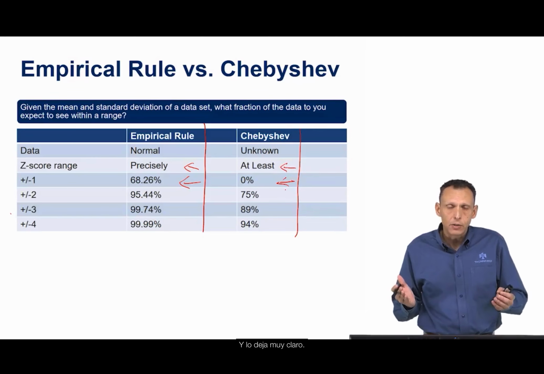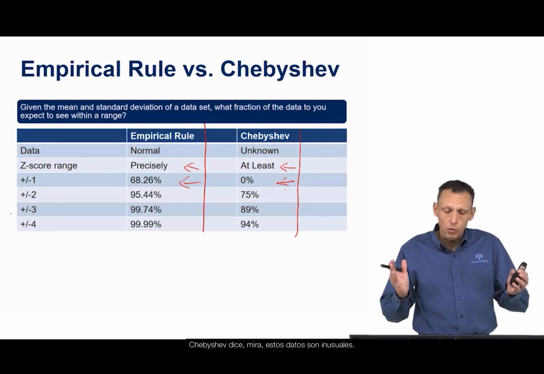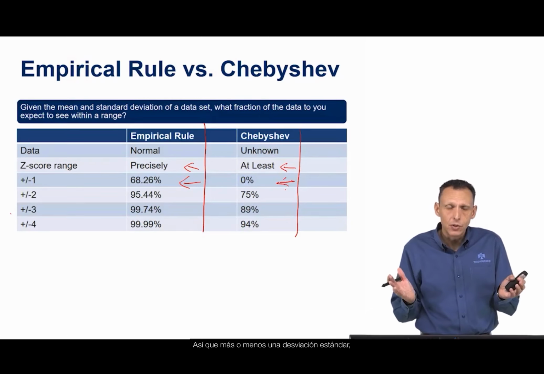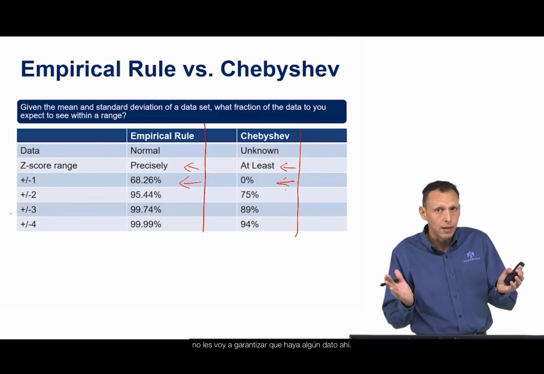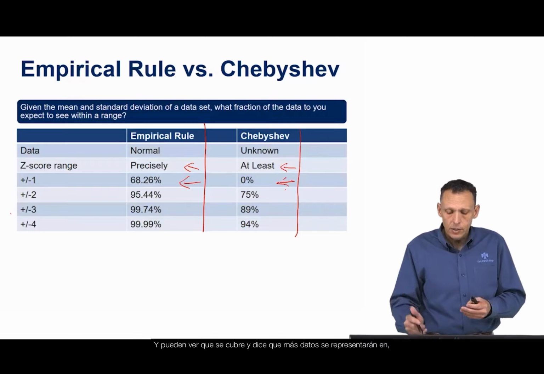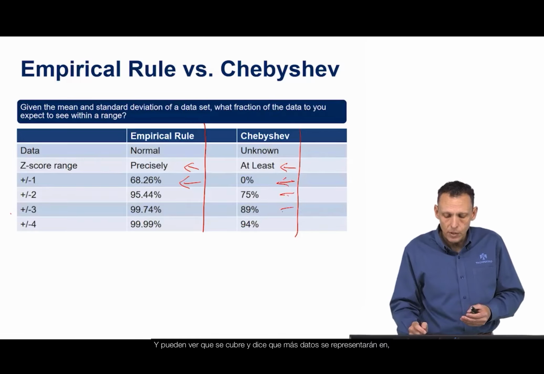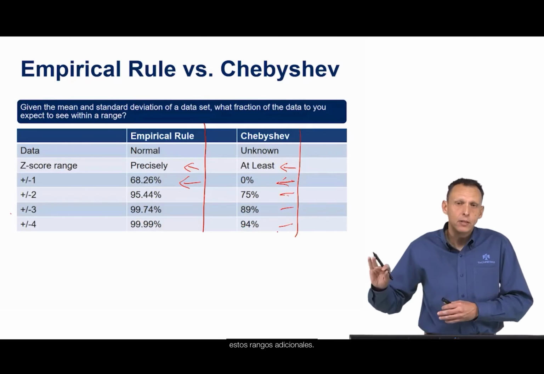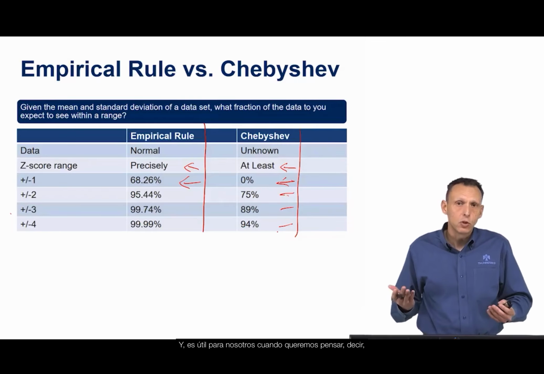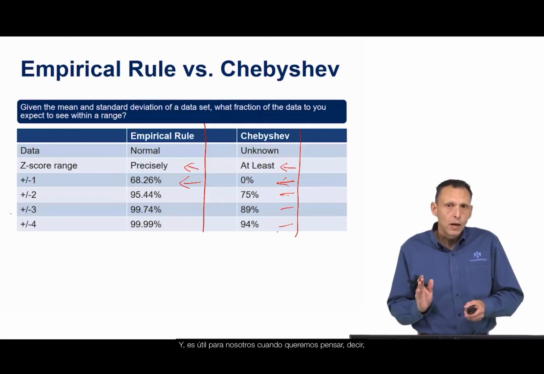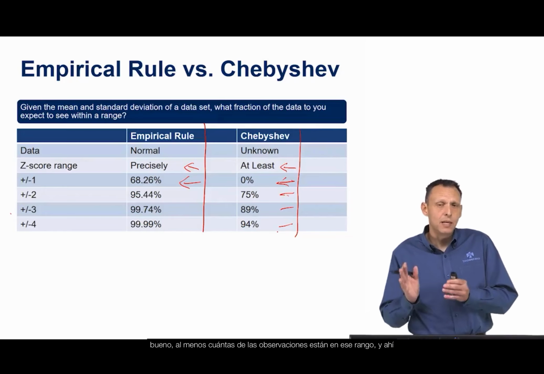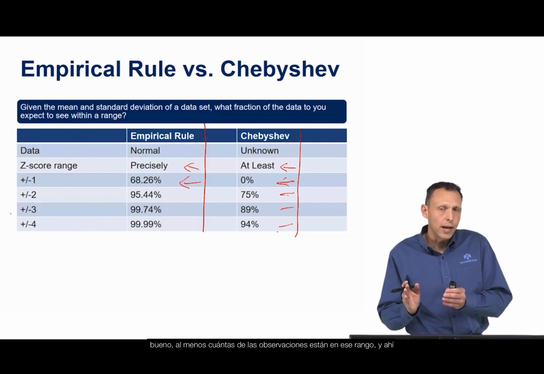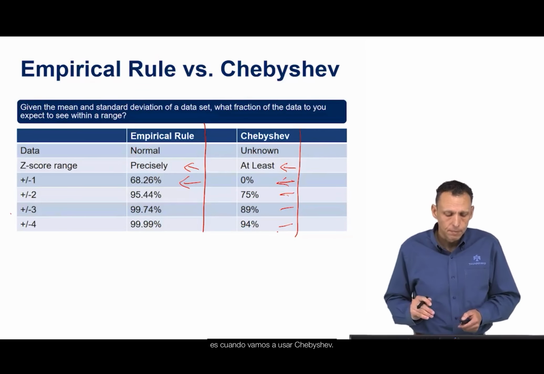And it makes it very clear. Chebyshev says, look, this data is unusual. So plus or minus one standard deviation, I'm not going to guarantee you that there's any data there. And you can see it hedges and says that more of the data is going to be represented out in these further ranges. It's useful to us when we want to say, at least how many of the observations are in that range. And that's when we're going to be using Chebyshev's.